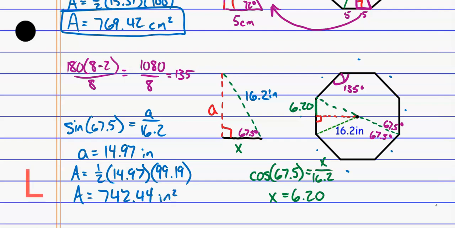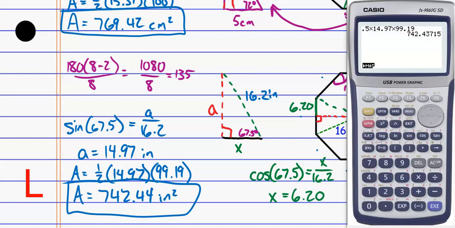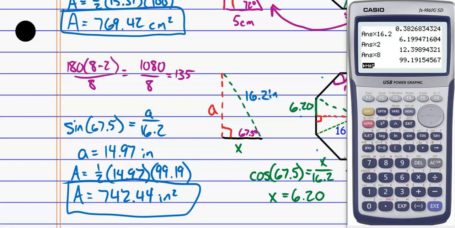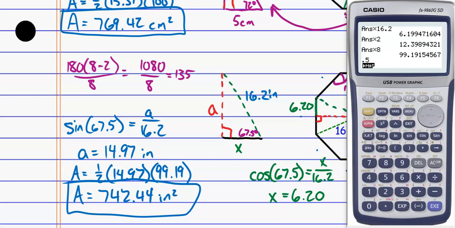And that's square inches, okay? Again, it's possible that I could keep this thing in here without rounding anything off, but it would be a little bit of a pain. Like I'd have to keep the cosine of 67.5 times the 16.2 in here, and then times 2 for the side length, and then times 8 for this guy. And then as I plugged this in, I'd have to do 0.5 times the previous answer.